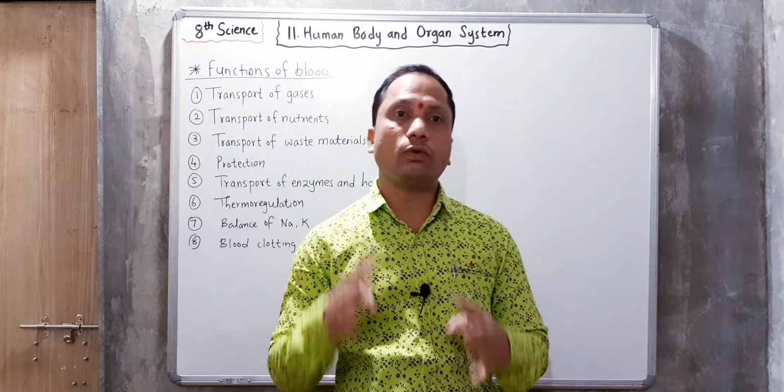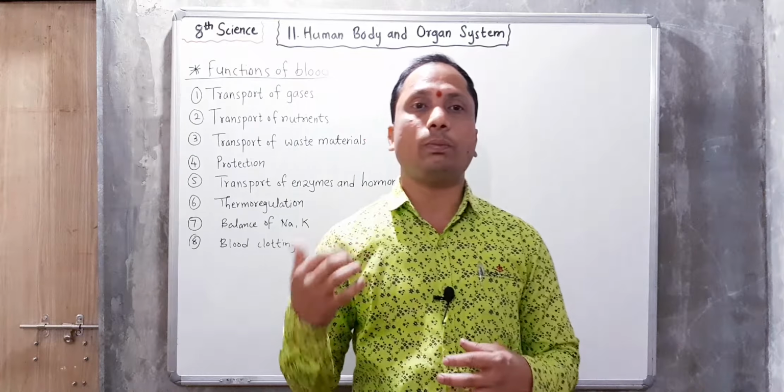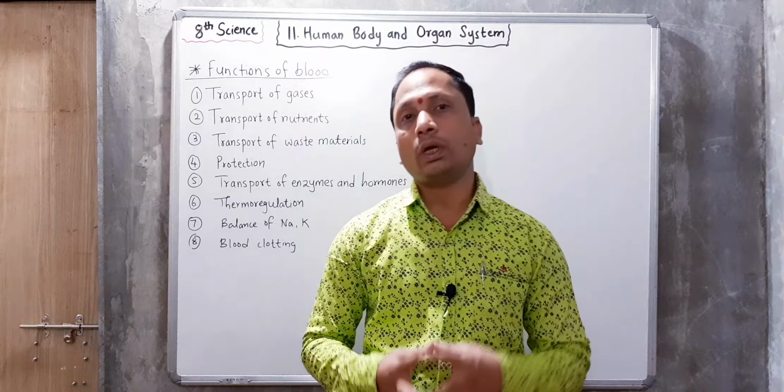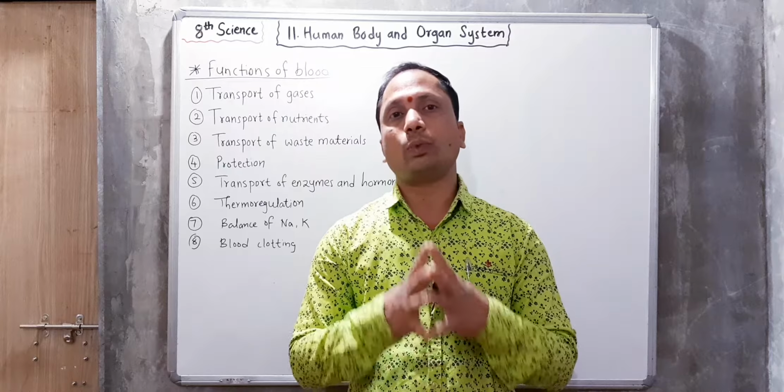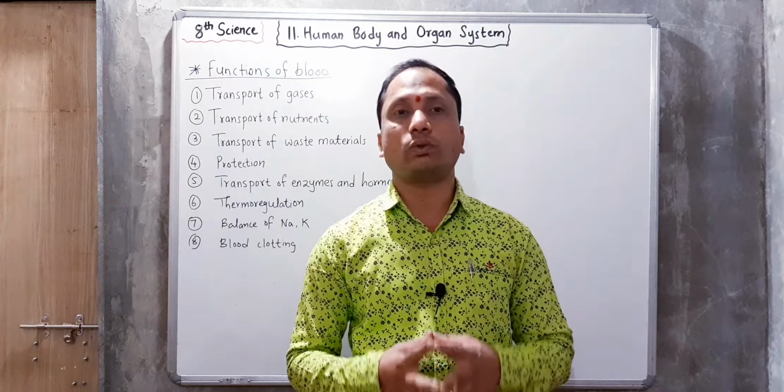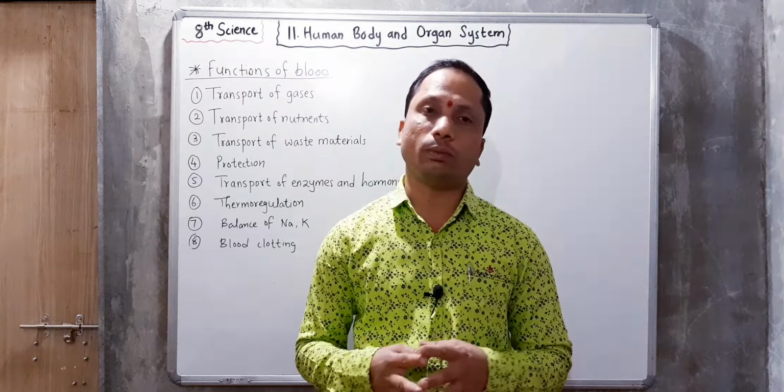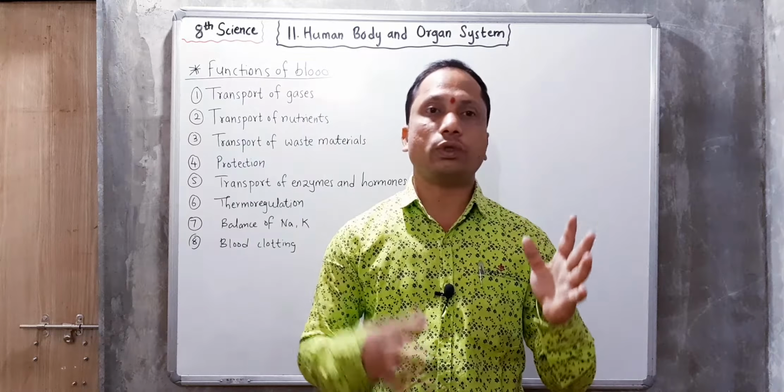Then there are four different blood groups: A, B, AB and O blood group, and these all groups have the positive and negative parts. So there are total 8 blood groups. Okay, 4 positive, 4 negative.